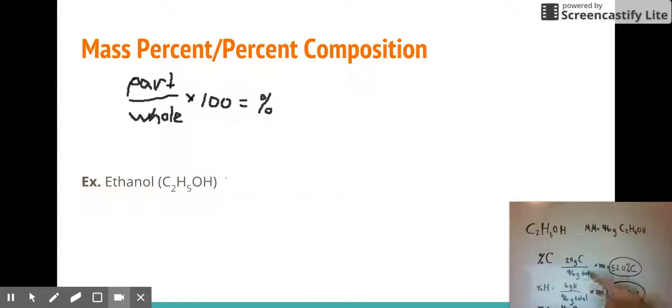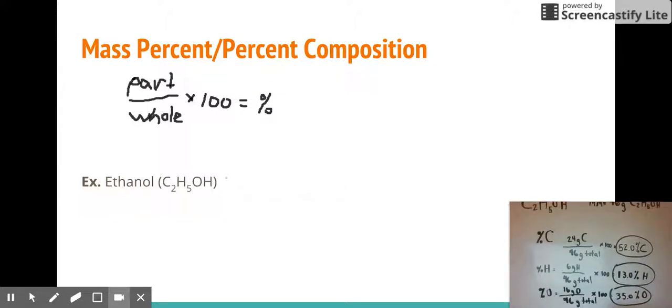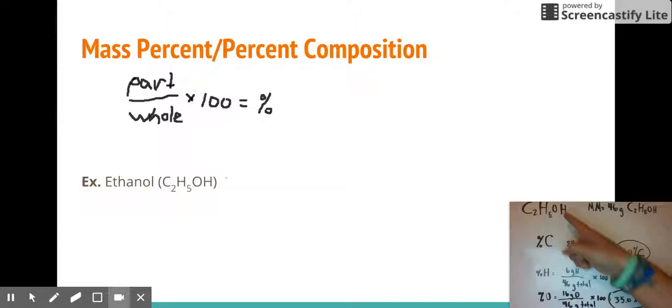When I did hydrogen, you have 6 hydrogen there. So 1 hydrogen is 1 gram. So 6 hydrogens would be around 6 grams. So 6 divided by the total mass times 100 would equal 13%. And then if you look at this last one, oxygen, there's 1 oxygen here, so it has a mass of 16 divided by the total mass times 100 gives you something around 35%. Now, make sure when you do these percentages, they can vary from these numbers a little bit, but the main thing is that these should all add up to equal 100%.